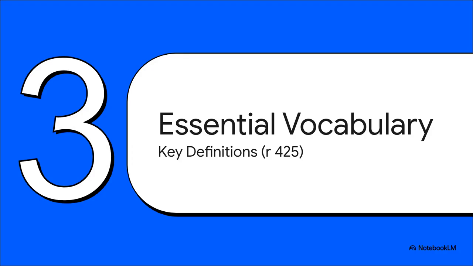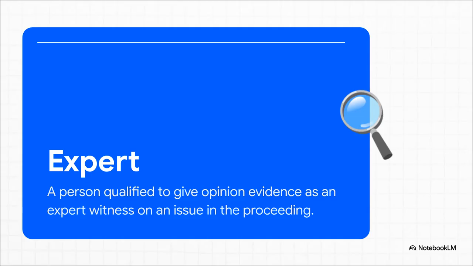Right. To use these rules properly, you've got to speak the language. So let's quickly nail down the key terms from Rule 425. This is your essential vocabulary list. First up, expert. Now, the definition is all tied to qualification. This isn't just someone who knows a lot about something. It's a person who is qualified to give opinion evidence on a specific issue in the case. And that's the whole point. Their job is to provide an opinion, which is a rare exception to the general rule that witnesses can only talk about facts they've observed.